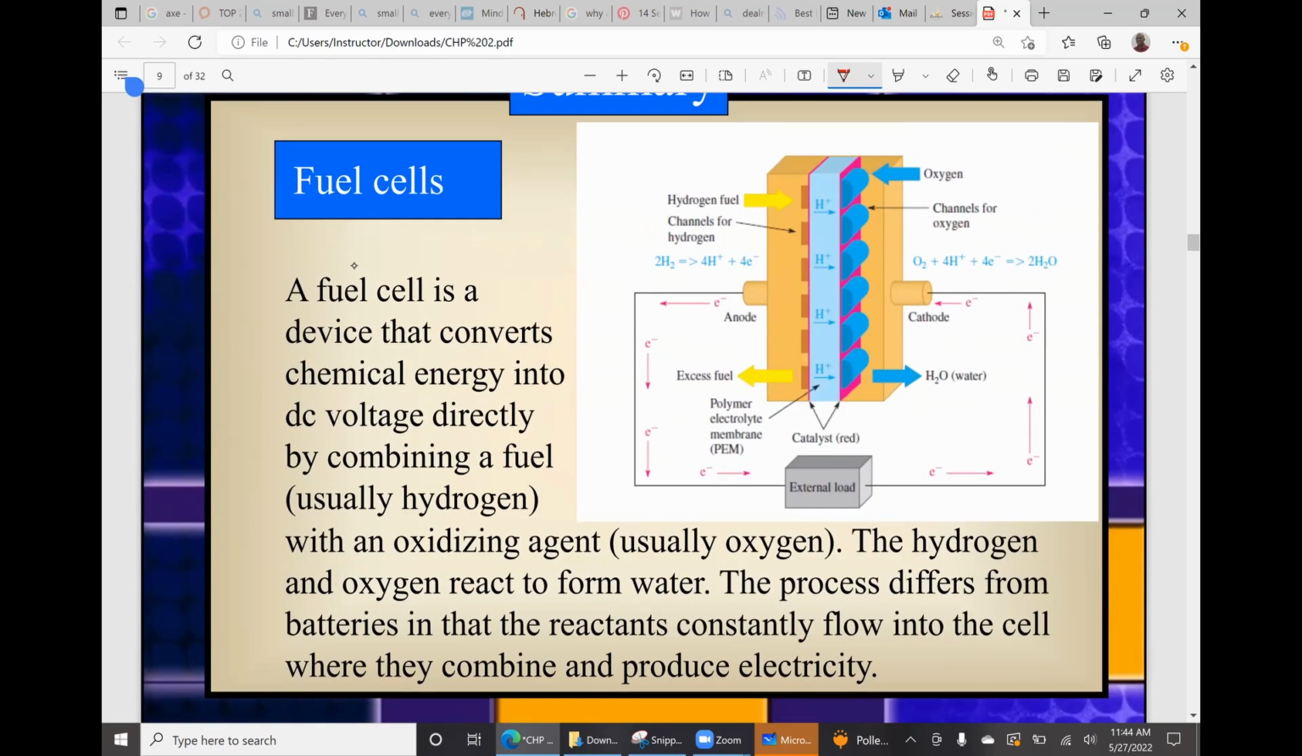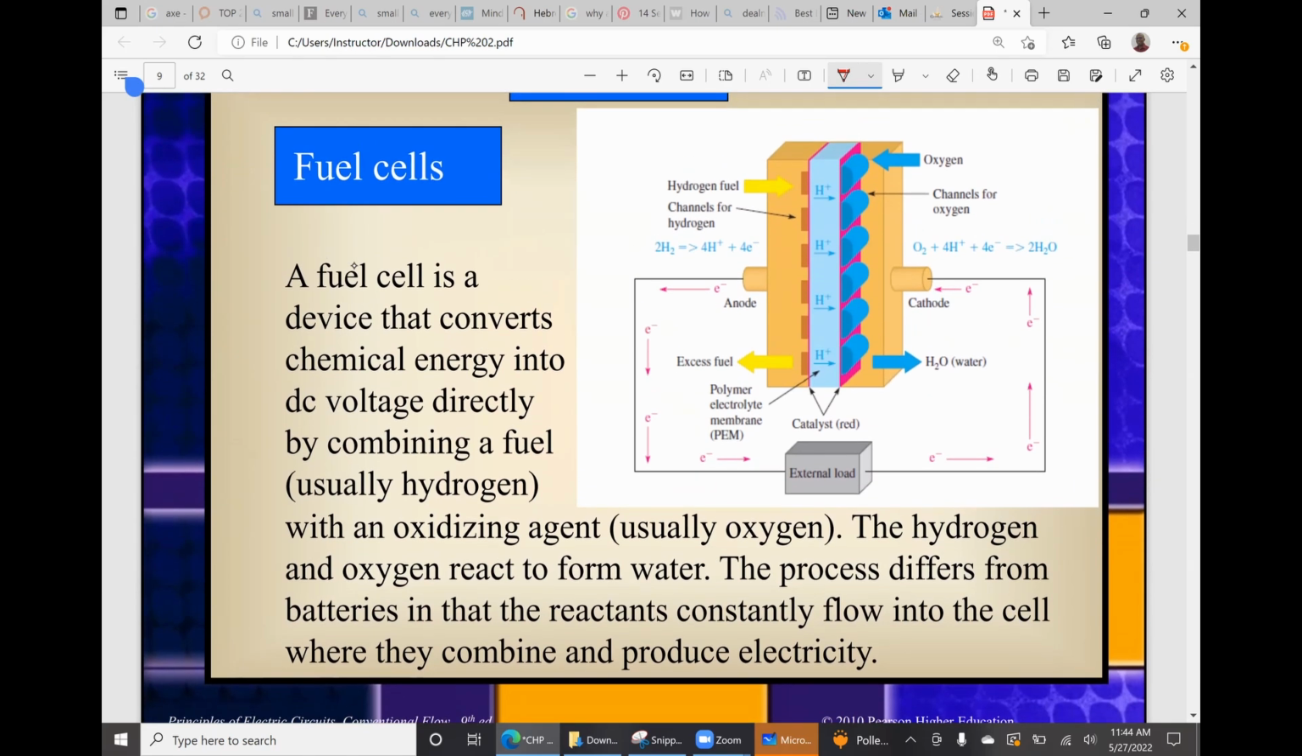Of course, you guys are following the revolution with the electric vehicle and with decarbonization. That is one option that is there as an alternative to fossil fuels. A fuel cell is a device that converts chemical energy into a DC voltage directly by combining a fuel, usually hydrogen, with an oxidizing agent, usually oxygen. The hydrogen and oxygen react to form water. The process differs from batteries in that the reactants constantly flow into the cell where they combine and produce electricity.